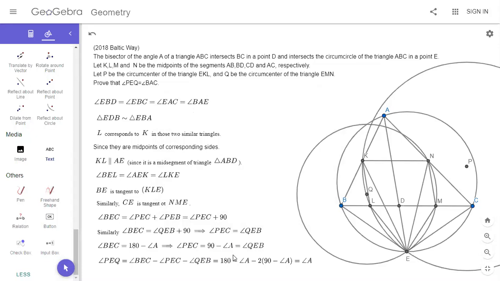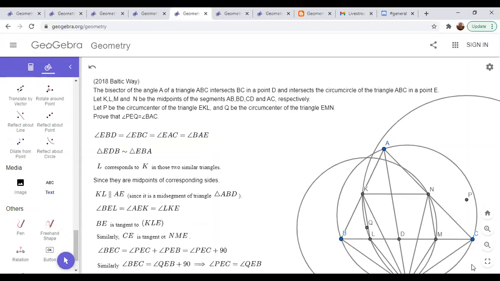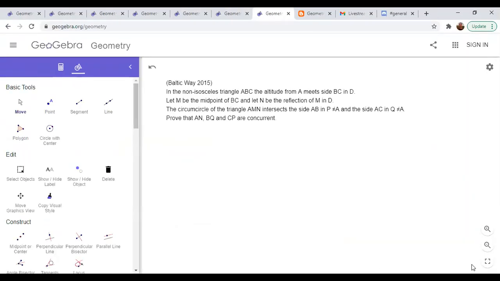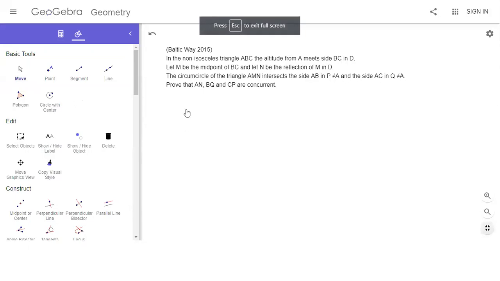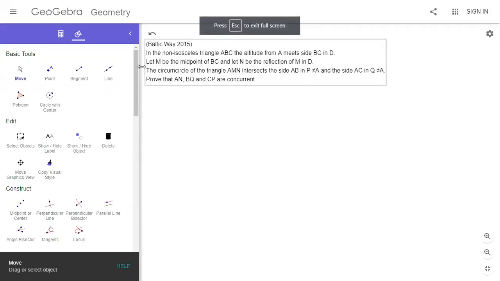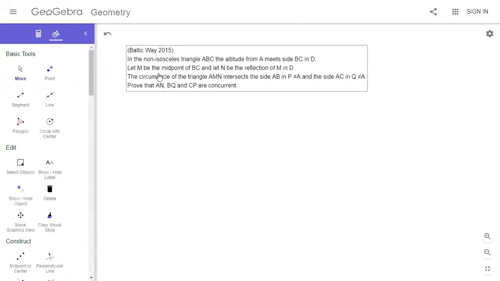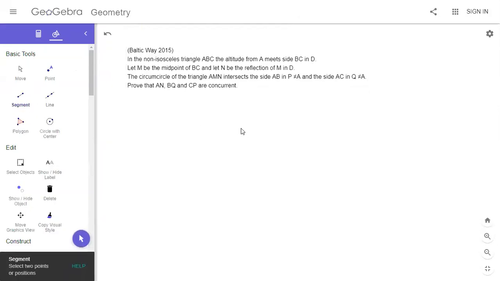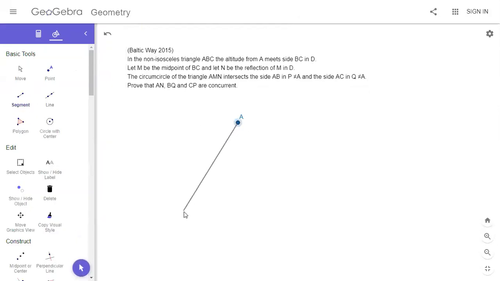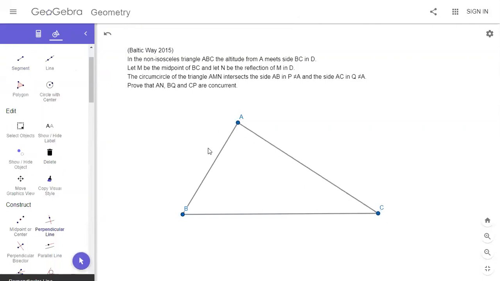But that does it. So we have about 20 minutes left, so I'll spend that 20 minutes on the last problem, and that will be it. All right. Do this. Baltic Way, so this is from 2015. The problems previously were easier. Let's see.